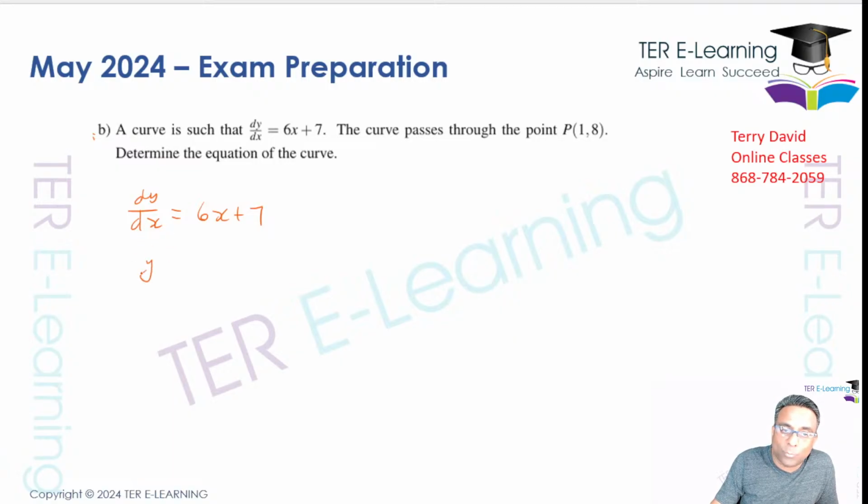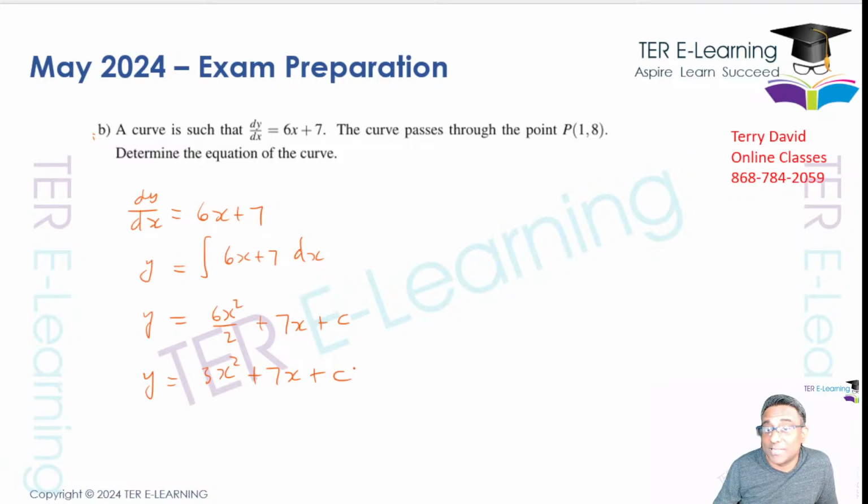So if you want to get y, all we need to do is integrate dy/dx. So this is 6x plus 7. When I integrate this, if I integrate 6x, I'm going to get 6x squared over 2, plus 7x plus c. I can simplify this a little more. So y is equal to 3x squared plus 7x plus c. The only thing missing now is to figure out what this c is.